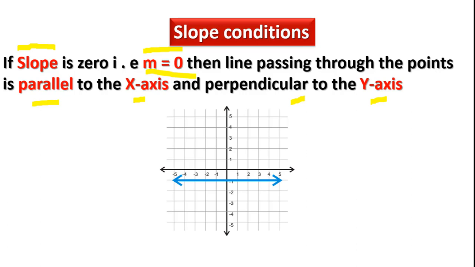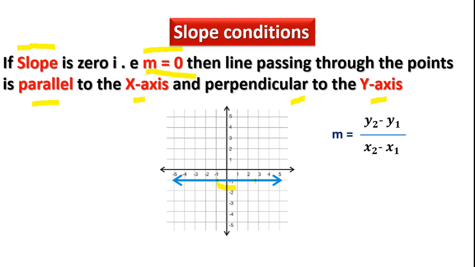Parallel to x-axis in the sense theta equal to 0. That is, the angle is 0. When angle is 0, that means it is parallel to the x-axis. When it is parallel to the x-axis, automatically it is perpendicular to the y-axis. Here it is 90 degrees. That is why when slope equal to 0, then the line passing through the points is parallel to the x-axis and perpendicular to the y-axis.